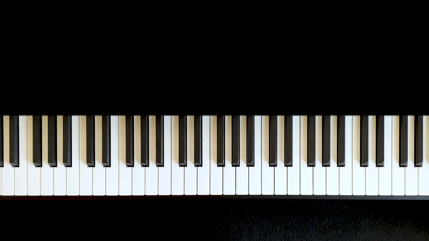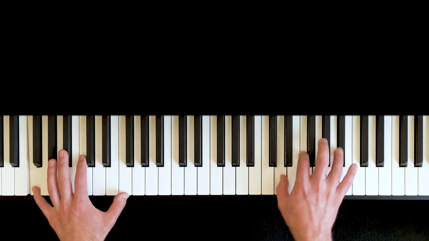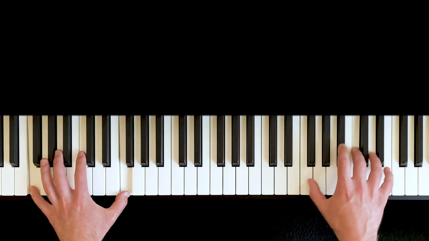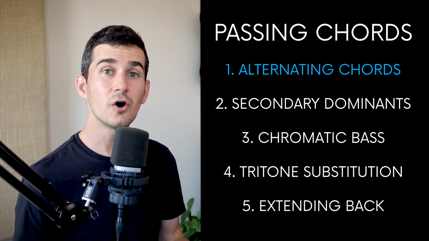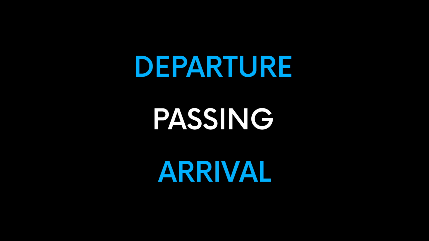So let's start with this part. We have this pattern happening over the 5 chord several times in this chord progression. This is a good introduction to the concept of alternating chords. Any passing chord is taking us from some sort of departure chord to some sort of arrival chord. And sometimes those are the same chord.